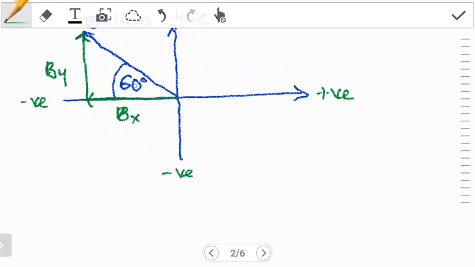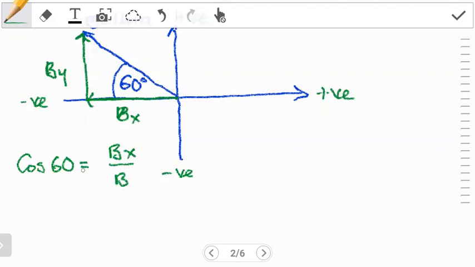So again, SOHCAHTOA here, Bx, the two are related by cos, they're adjacent to each other. So what we have is, we can say cos 60 is equal to adjacent, which is Bx, over the hypotenuse, which is B itself. So from here, it's up to you really to bring in the negative at any point, but here I'll bring it in just at the end.